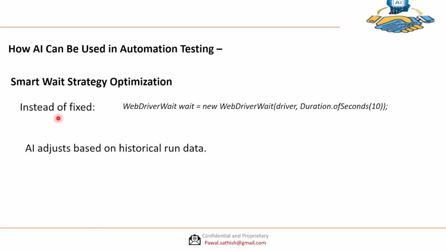Here you can see I gave one example. Instead of a fixed WebDriverWait wait equal to new WebDriverWait, this is the explicit wait example, I gave a duration of 10 seconds. But using AI, it adjusts the wait based on the historical run data.